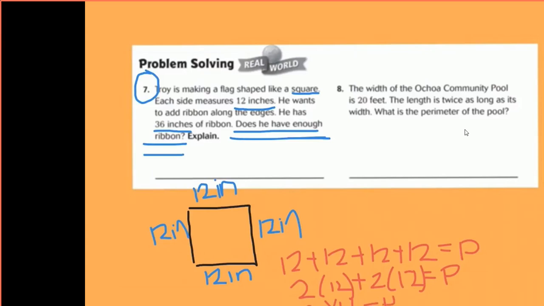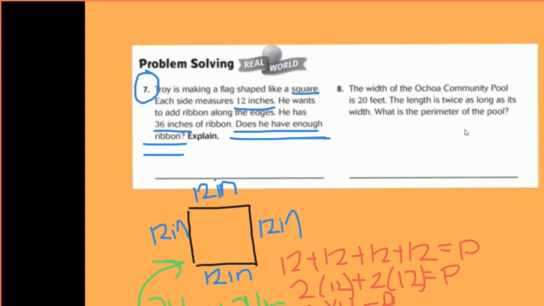So I'm going to decide to do it the way we've been doing it all lesson long. I'm going to go with our formula, 2L plus 2W equals our perimeter. So when I multiply 2 times 12, I get 24 inches. Plus 24 inches equals our perimeter. And I know that 24 plus 24 is 48 inches. So now we know the perimeter of this particular square is 48 inches.